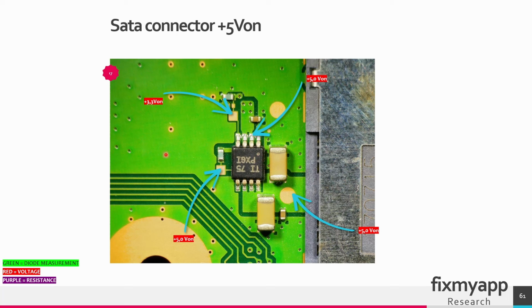So when you turn your console on, on this pad you should find 3.3 volt, and then you should find 5 volt at this pad. On the second pin you should find also 5 volt. And on this pad you should find the 5 volt, so this will go to the SATA connector.